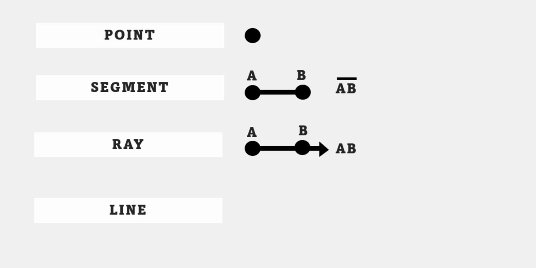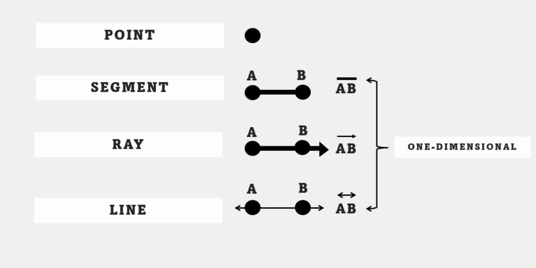Lastly, a line. So a line has no beginning and it also has no end. So it extends infinitely. And for this example, you can call this as line AB with two arrows. Now segments, rays, and lines are one-dimensional, so it only has length. It does not have width and it does not have weight.